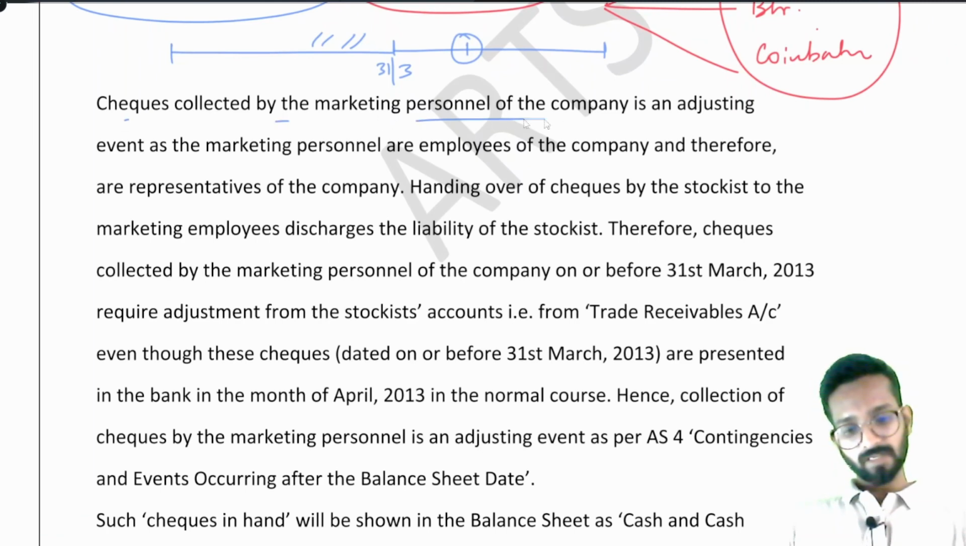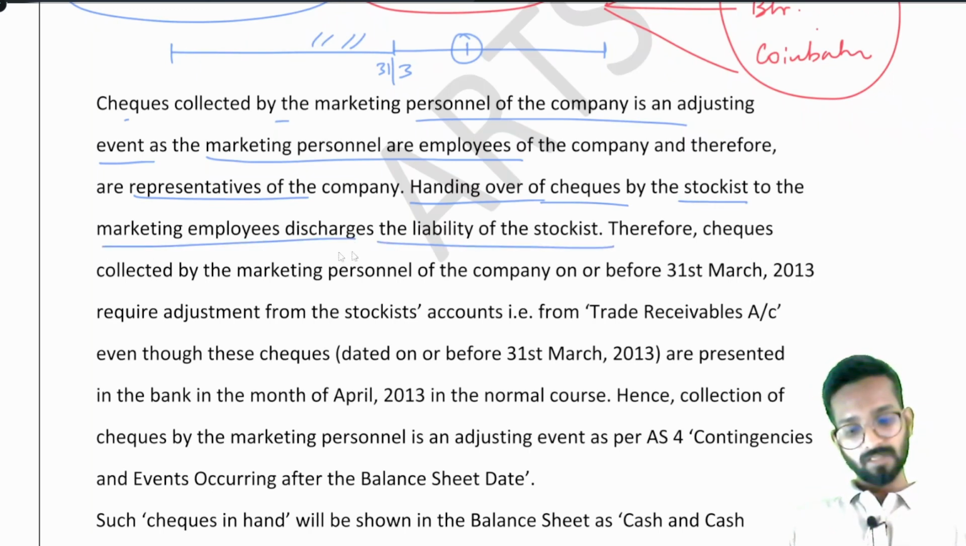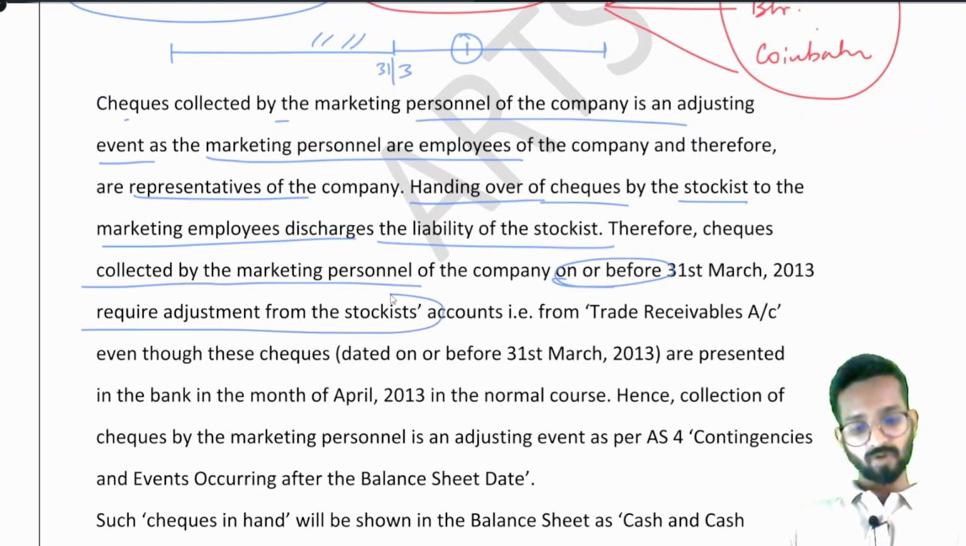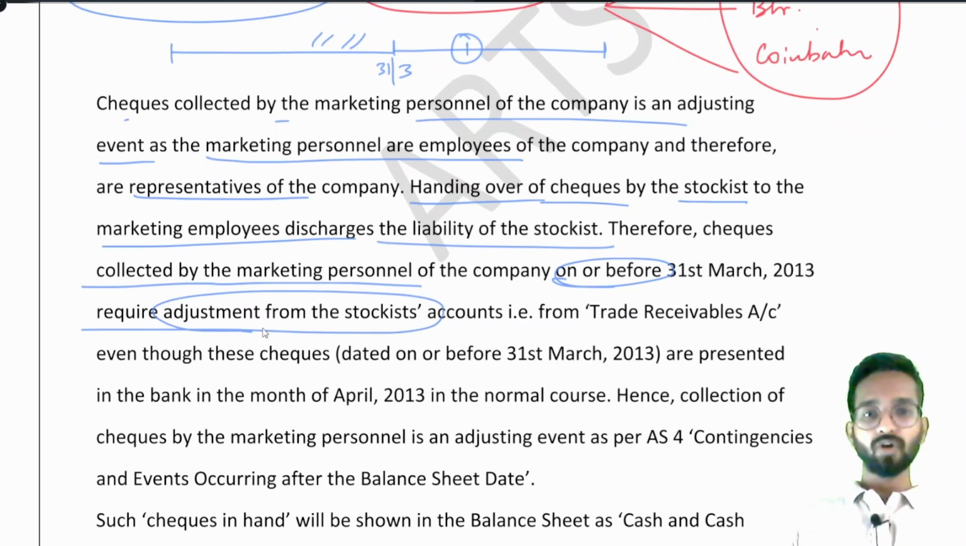Checks collected by marketing personnel is an adjusting event as the marketing personnel are employees and therefore are representatives. Okay. Handing over of check by the stockist to the marketing employees discharges the liability. Therefore, check collected by the marketing personnel on or before 31st March requires adjustment from the stockist. They are saying you already received the checks, no? So out of your total trade receivable, you have to reduce the amount of 3 lakh rupees because 3 lakh rupees you have already received the checks.